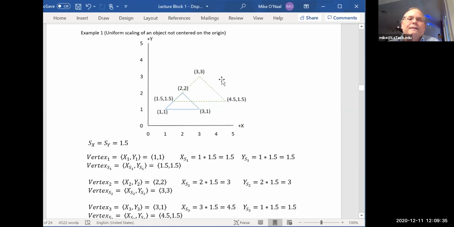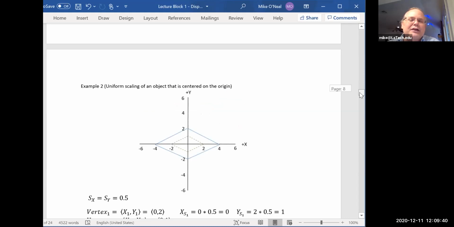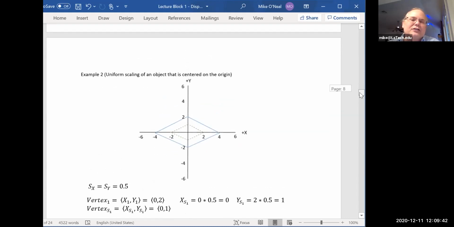Now, this anomaly will go away if we take an object, like here's another object, here's our blue object, right? And this object is centered on the origin. The visual center of this object is the origin.